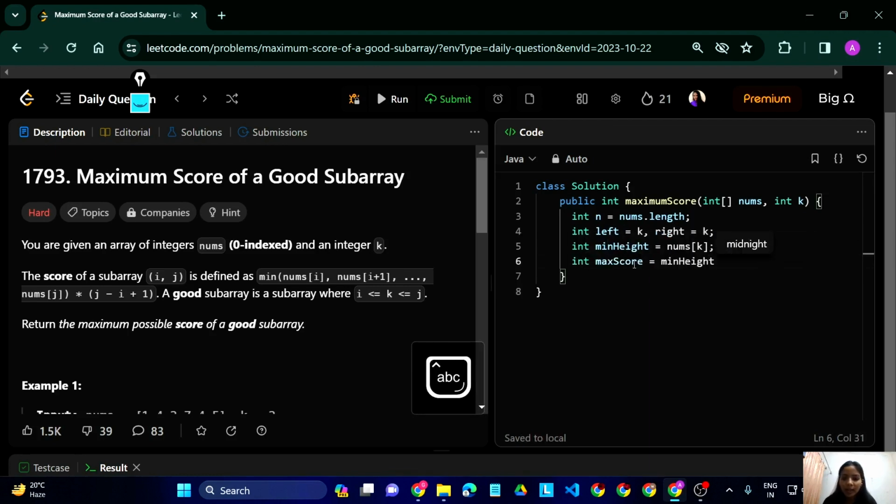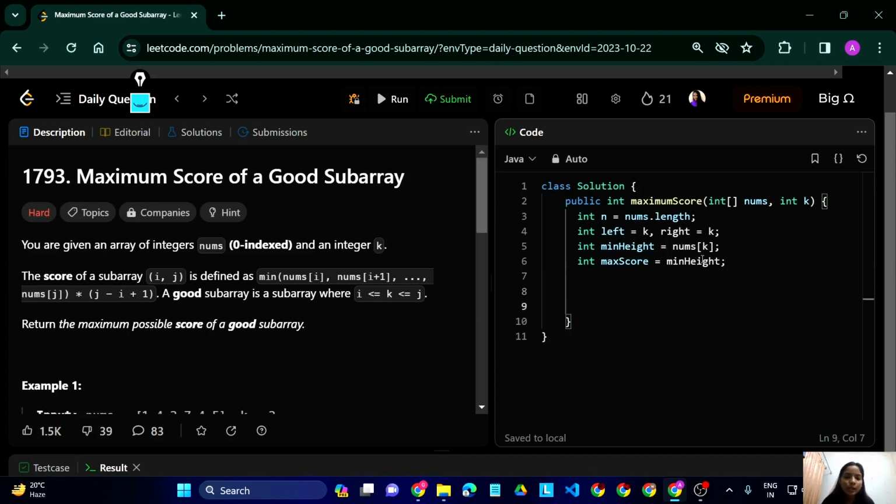Why? Because the maximum score has the formula: minimum of nums of i up to nums of j, multiplied by j minus i plus 1. You can clearly see that the minimum of all of these numbers is nums of k only, and when j equals k, i is also equal to k, so they'll cancel out each other, that is left and right. Left is i, right is j. So they'll cancel out and you'll be left with only 1, and when you multiply nums of k into 1, you will simply get nums of k only, which is equal to min height. So maximum score initially will be min height.